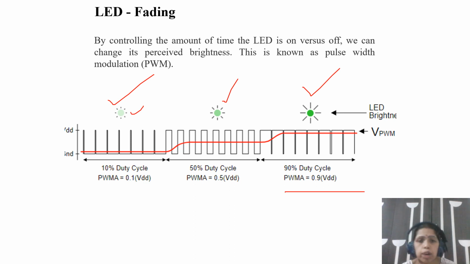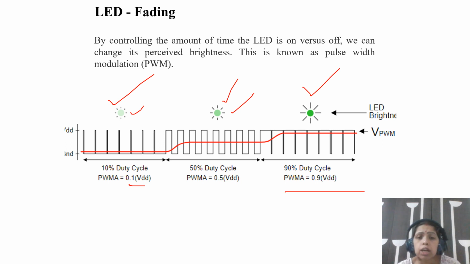This modulation is called pulse width modulation. There is one pin in the Raspberry Pi, the PWM pin. If you send, suppose, 0.1 through the PWM pin, the brightness, the intensity of the LED, is very low. If you send 0.5, the intensity of the LED is medium. If you send 0.9, it is the maximum intensity.